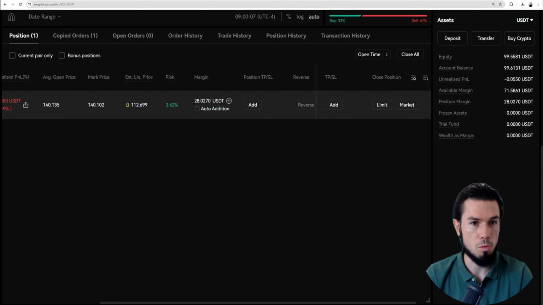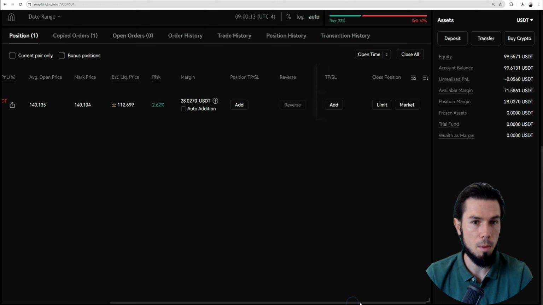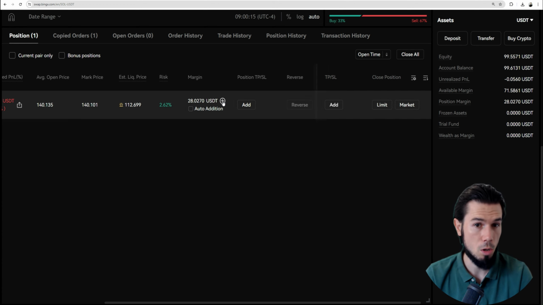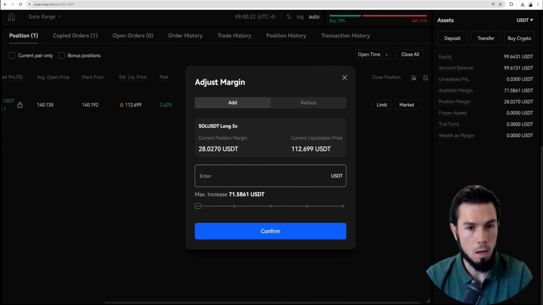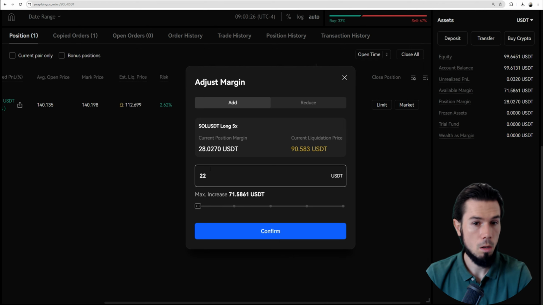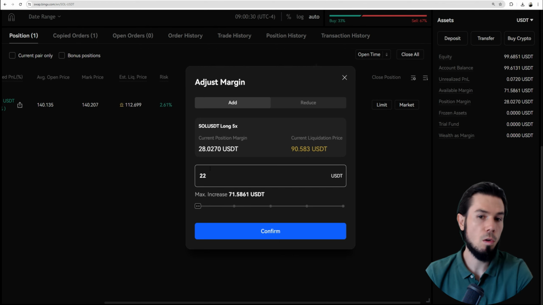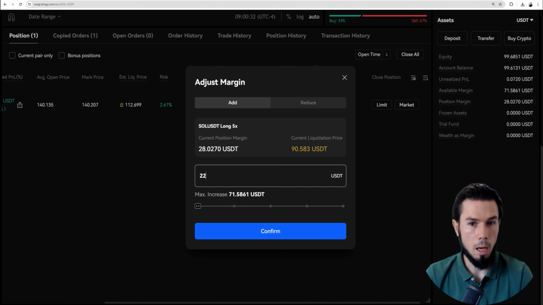This is by margin, right? So after the risk, you should see your margin. $28 is my margin. We can add more margin. What happens if I add more margin to my position? Let's say that I'd like to dedicate to this one $50, right? So I got 28 here. It means that I have to add $22 extra margin to this specific order, and this is going to reduce my liquidation price from $112 to $90.